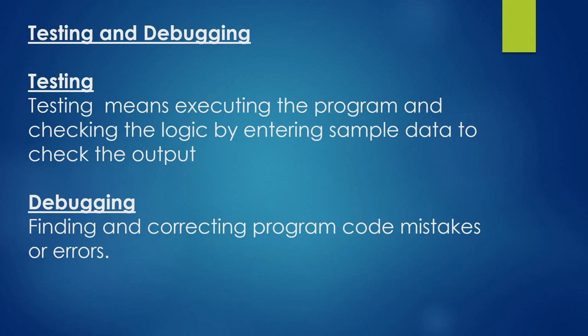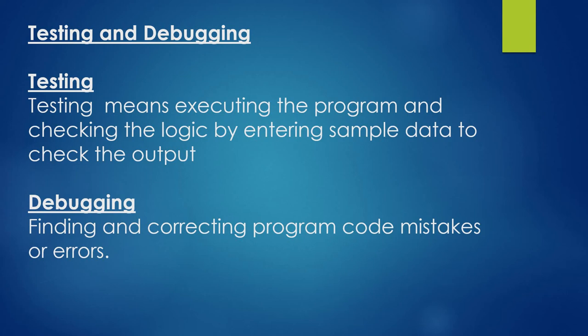You can give some sample input. Suppose you are giving 4 and 3 as the input. If you get the output 12, then you can assume that your program is correct, because 4 into 3 is equal to 12. That you already know. Like that you can test your program. That is called testing. Testing means executing the program and checking the logic by entering sample data to check the output.